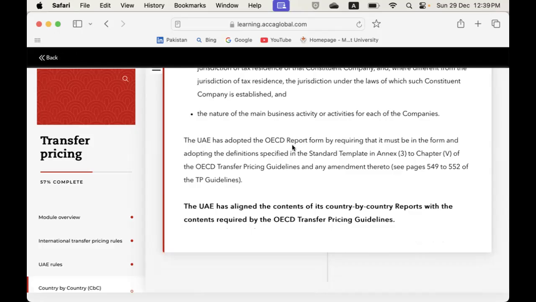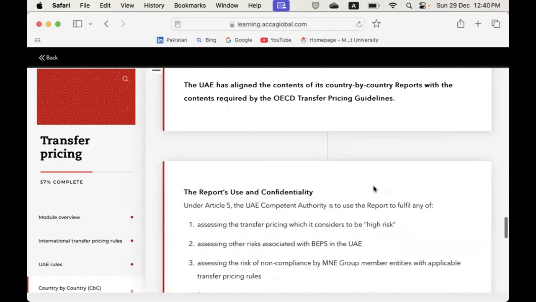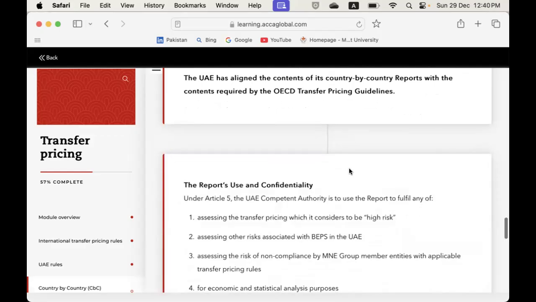The UAE has adopted the OECD report form by requiring that it must be in the form and adopting the definition specified in the standard template in OECD's transfer pricing guidelines. So it's a very detailed document, the OECD transfer pricing guidelines, and it provides the report format of the country by country report and any amendment thereto. The UAE has aligned the contents of the CBCR with the contents required by the OECD.